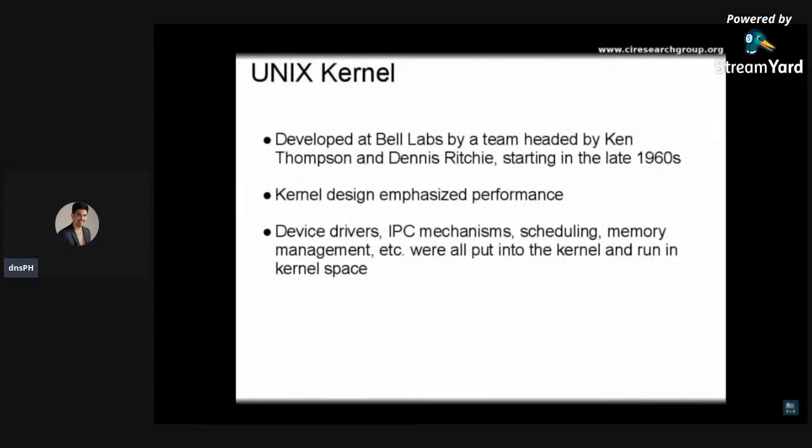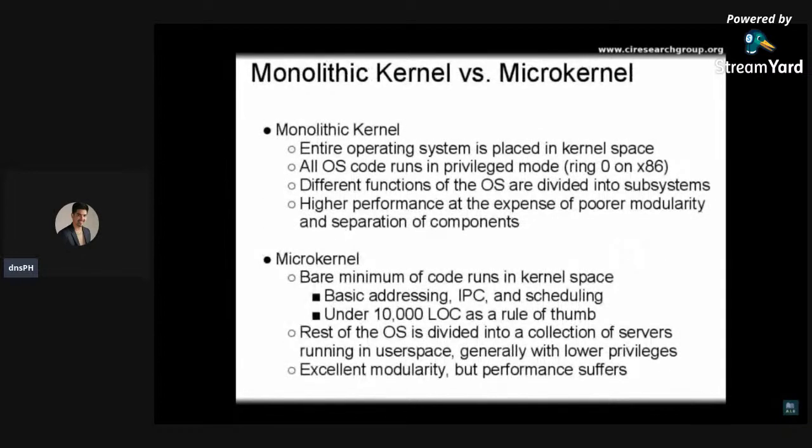On the other hand, the opposite extreme would be the Unix kernel. This was developed at Bell Labs by a team headed by Ken Thompson and Dennis Ritchie, also starting in the late 1960s. The difference between the Unix kernel and the RC4000 monitor was that the Unix kernel's design emphasized performance. Thus, instead of having a very small kernel that simply provided an IPC mechanism and some basic resource collision avoidance, this kernel actually provided all the device drivers, all the scheduling, all the memory management, including support for multi-programming, directly inside the kernel. This kernel was an early example of what would later be called a monolithic kernel.